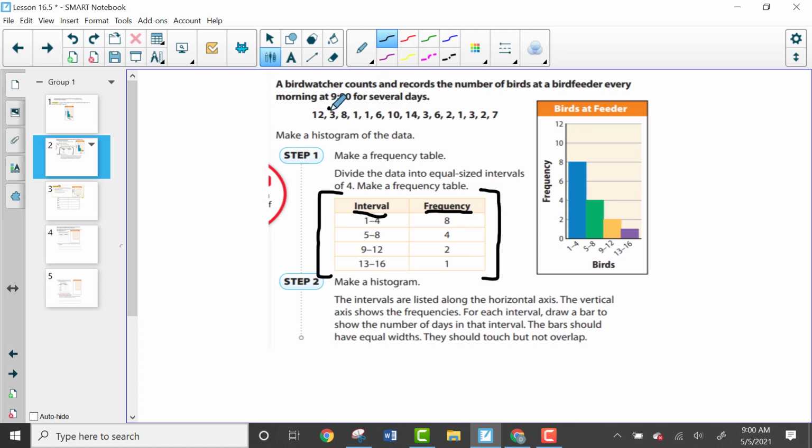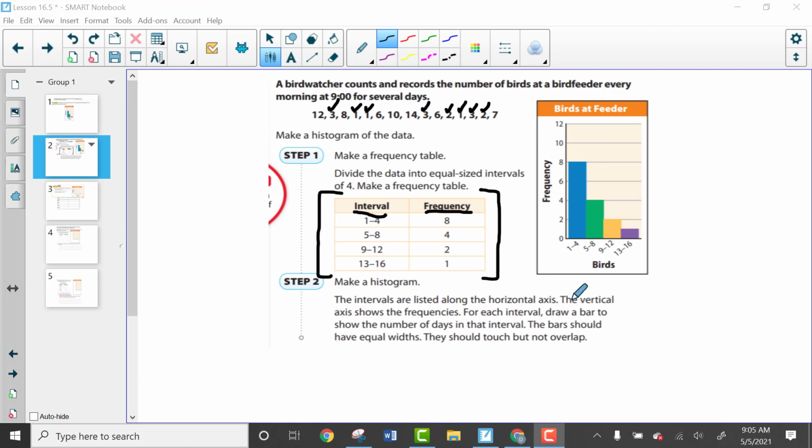Because we have 1, 2, 3, 4, 5, 6, 7, 8 numbers that go in the interval 1 to 4. And then you would keep recording your data based upon the frequency of 5 to 8. You can see there's 4 numbers, 5 to 8, and 9 to 12 has 2, 13 to 16 has 1. And so you set up that frequency table first.